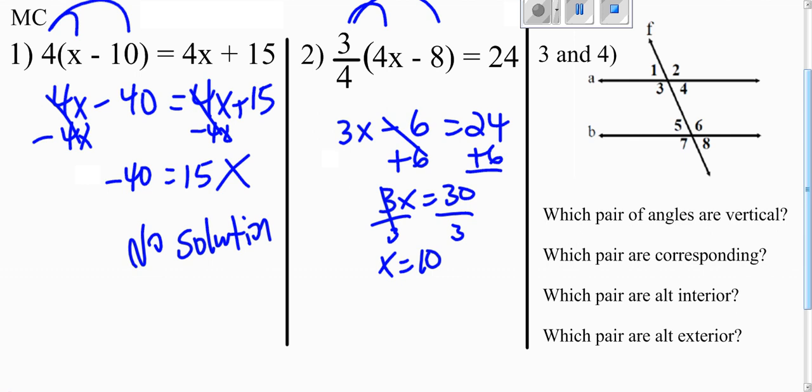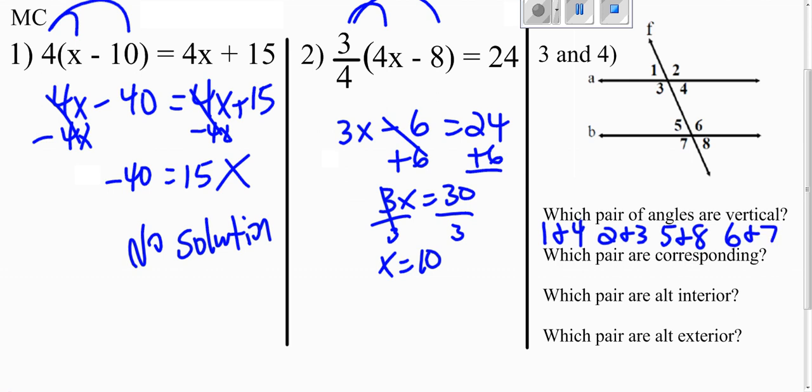relationships. So which pair of angles are vertical? Remember, vertical angles are when two lines intersect. They're the angles across from each other. So 1 and 4, 2 and 3, 5 and 8, 6 and 7.